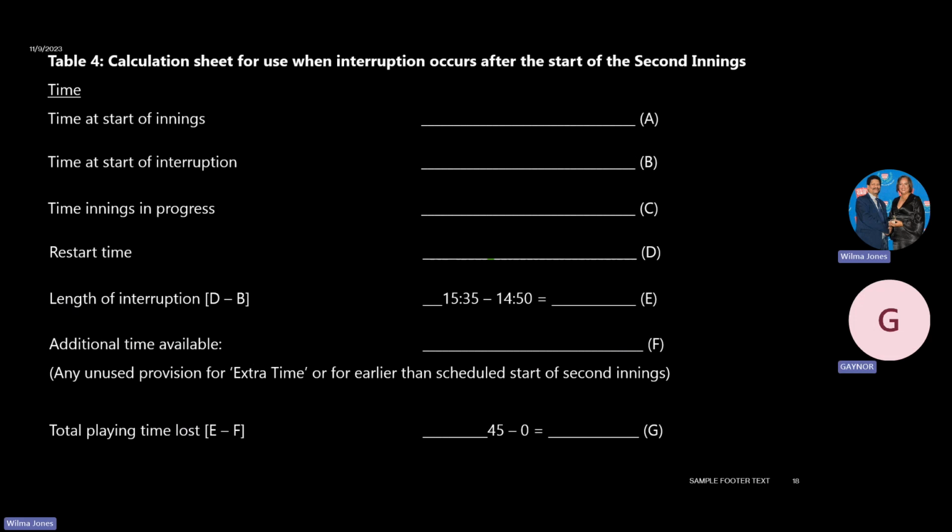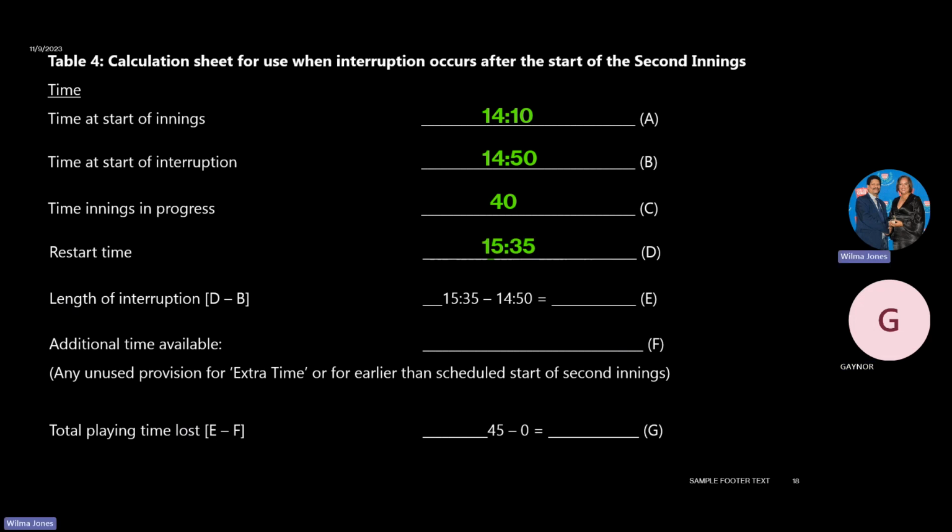Right. Again, the interruption is in the second innings, so we will again be making use of table 4. The time at the start of the second innings? That would be 14:10, 10 past 2. Absolutely correct. What time did the interruption start? At 10 to 3. 14:50. That is correct. So how long was the innings in progress? If I take the difference, it is 40 minutes. That is correct. What time did the umpires give the go-ahead for play to restart? According to the scenario, it is 15:35, which is 25 to 4.